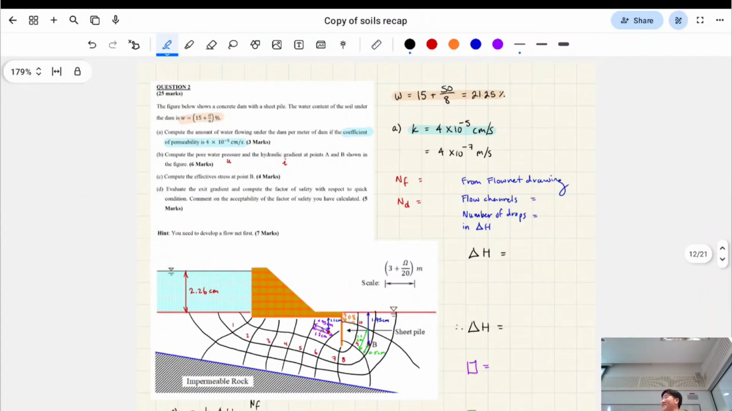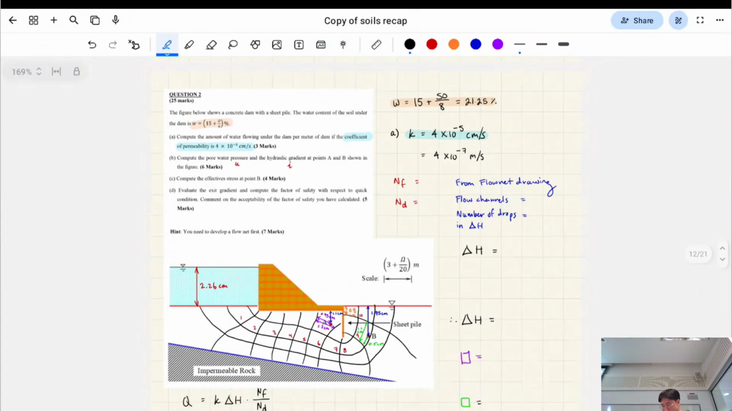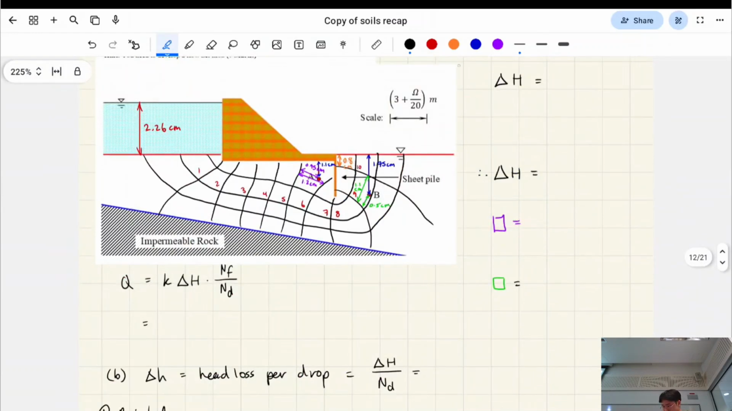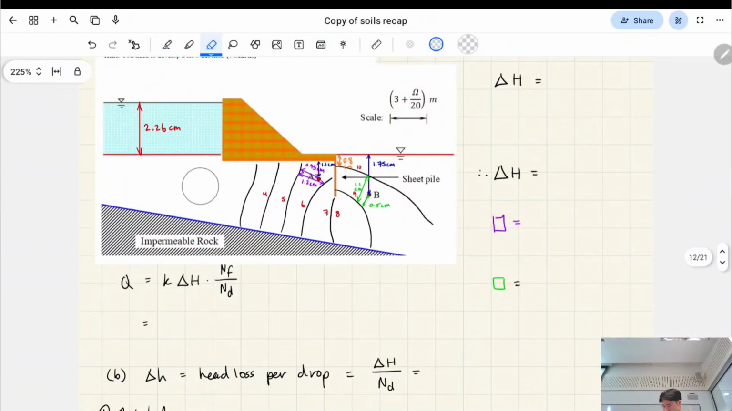Let's get on to our first question, guys. All right, so basically, the first question that we're going to cover is question 2. That one will be 2D seepage, right? So, let me start without the flow net being here.